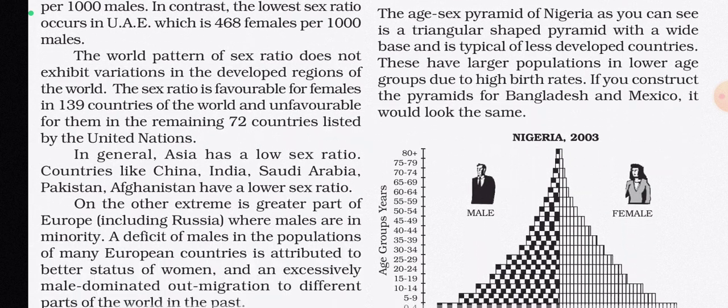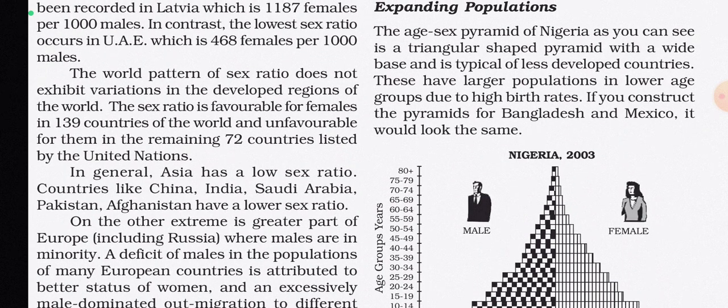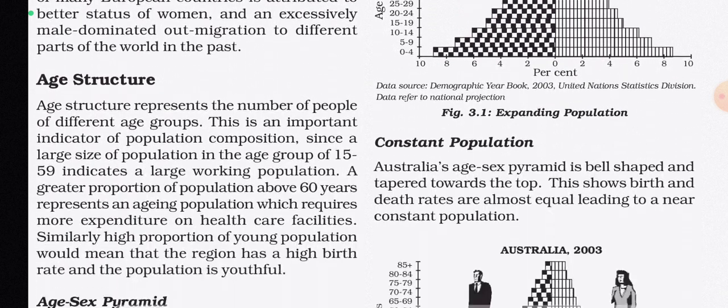Different types of population pyramids are shown here. Okay, expanding populations. The age-sex pyramid of Nigeria, as you can see, is a triangular-shaped pyramid with a wide base, and it's typical of less developed countries. These have larger populations in lower age groups due to high birth rates. If you construct the pyramids for Bangladesh and Mexico, it would look the same.